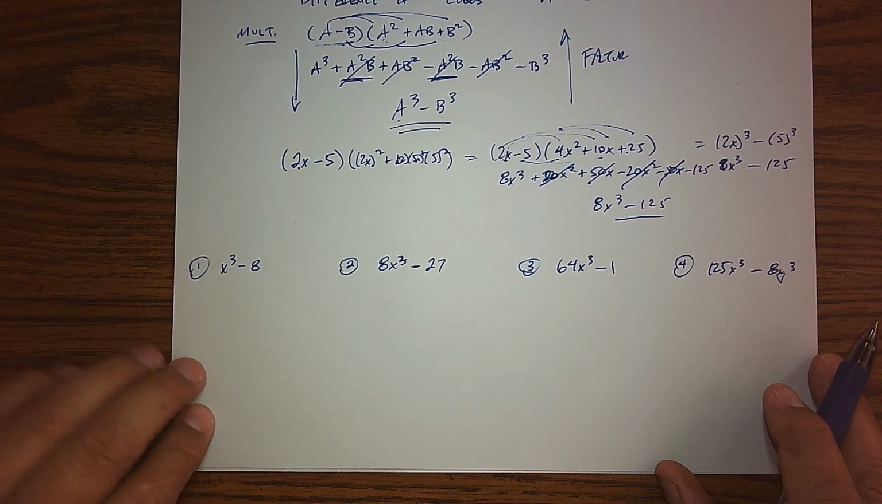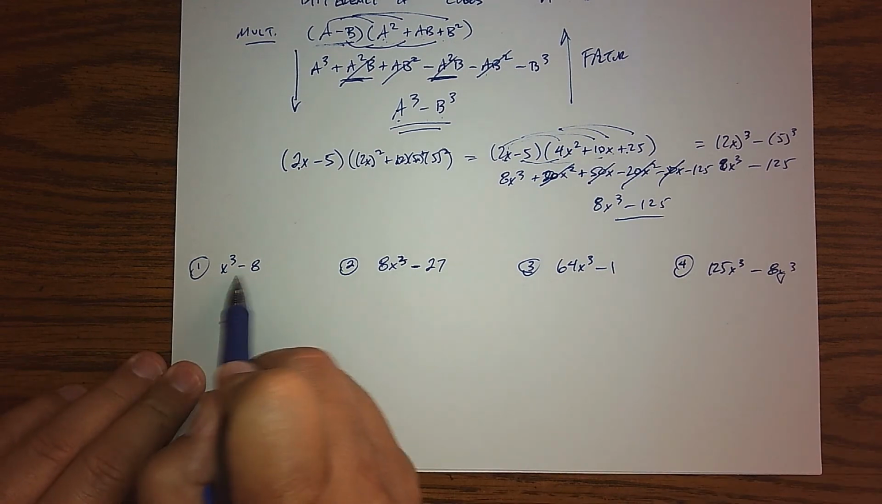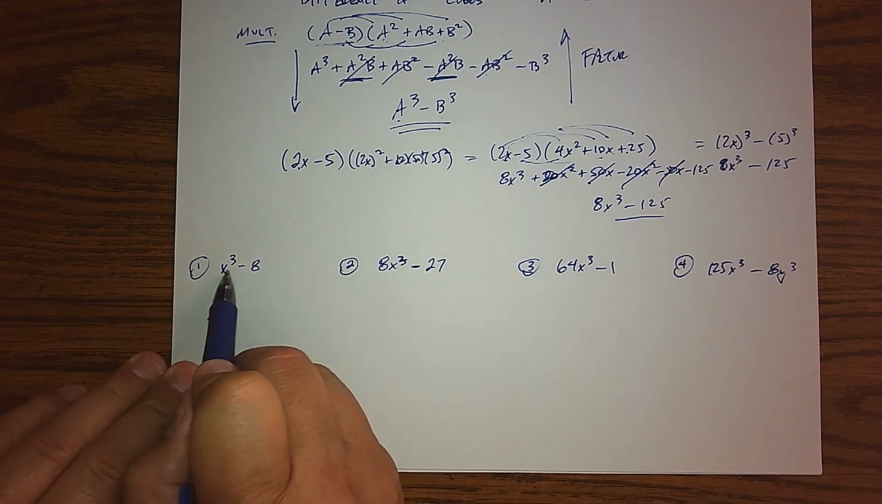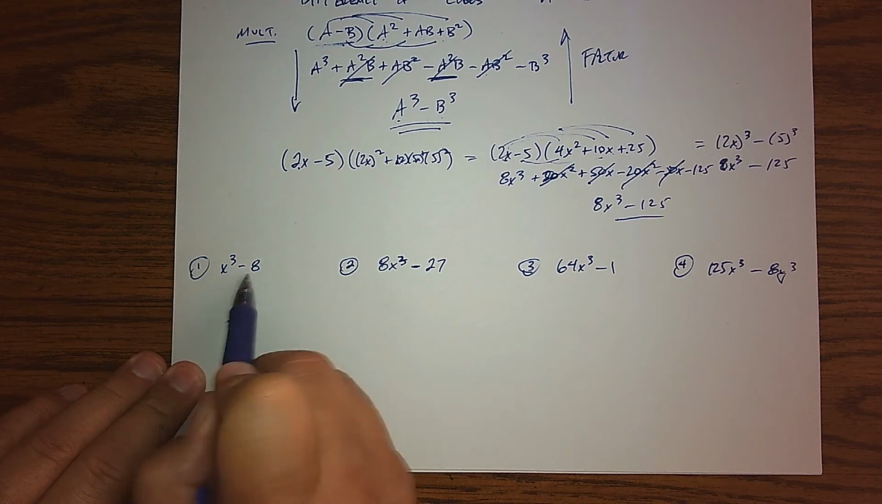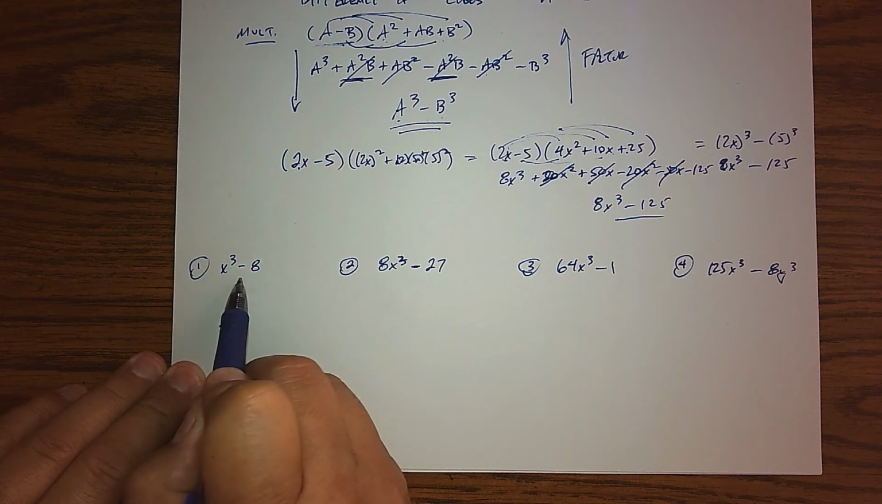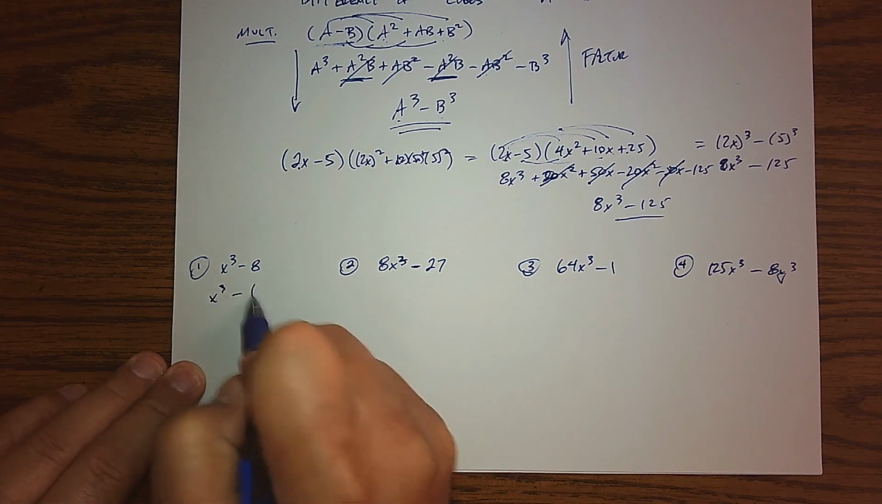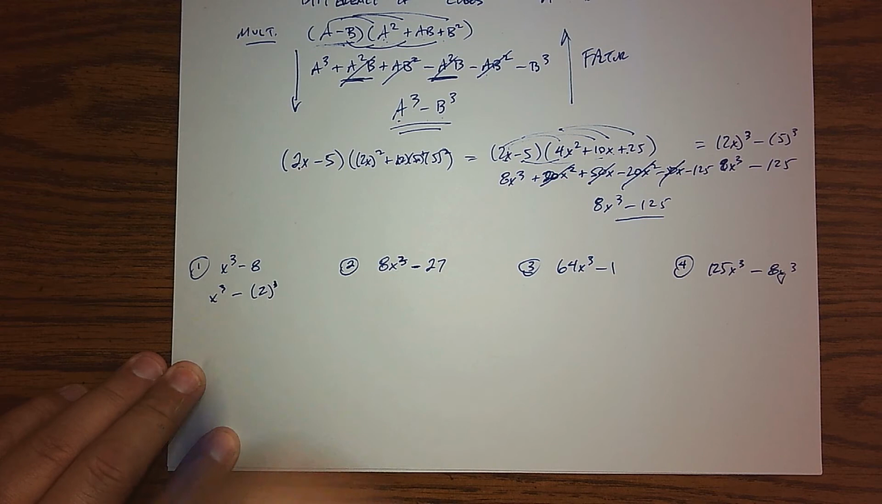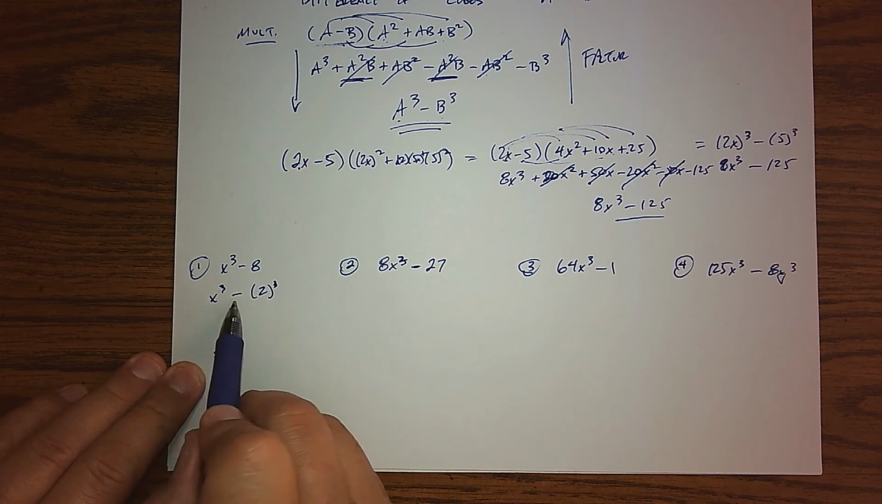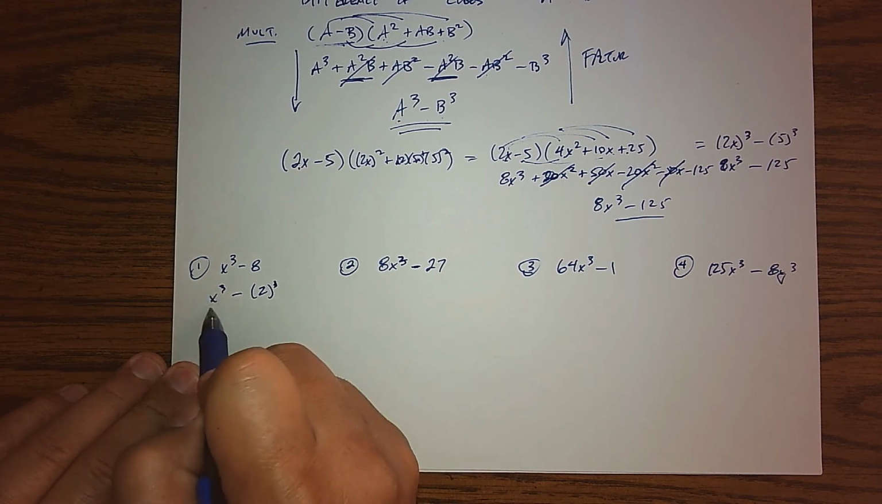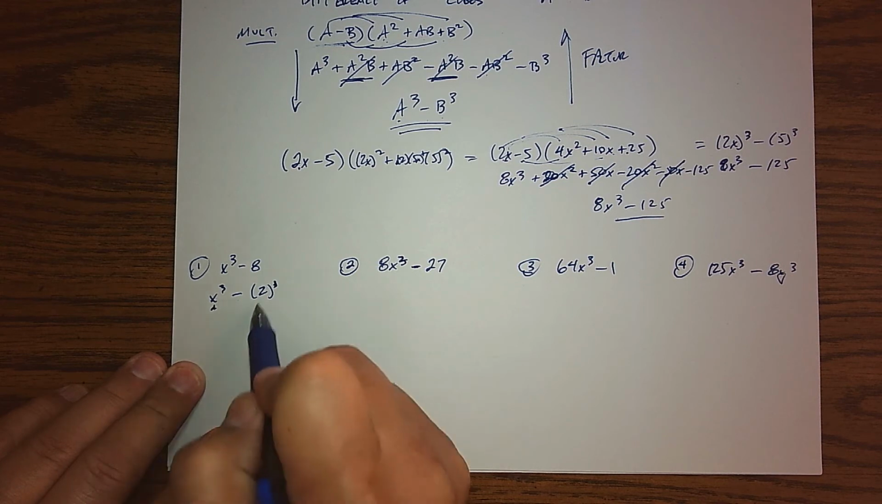Alright, so let's get to work. So again, I have a binomial, right? It's a difference, and I see a cube. So immediately I'm thinking, okay, this almost fits the difference of cubes. Clearly there's something being cubed there, and then 8 we know to be 2 cubed. So this is truly the difference of cubes pattern. So A is x and B is 2.